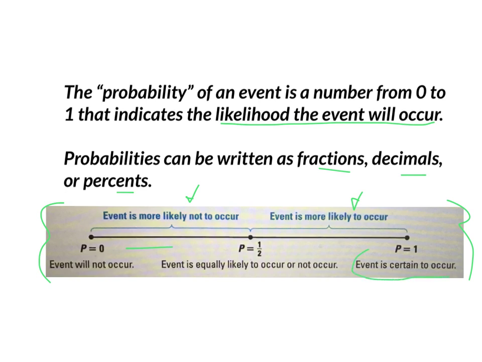If probability is 1, that means it is certain to occur, like it's going to happen. If probability is 0, that means it's not going to happen. It is impossible to happen. And if it's 1/2, right in the middle, that means there's the same chance that it does or does not happen. 50-50. Having a boy or a girl.